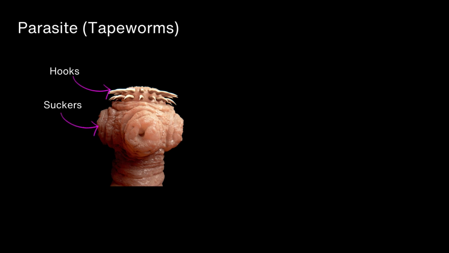If we take a bit more of a look in detail about the structure of a parasite, specifically tapeworms, you can see that in the head, which is often called the scolex, we have hooks and suckers. And these are embedded in the wall of the small intestine, and they prevent it from being dislodged by peristalsis.